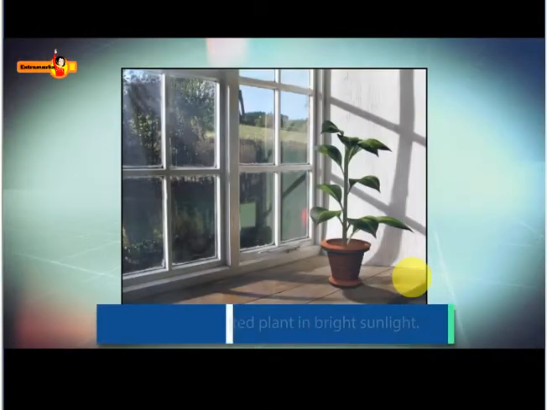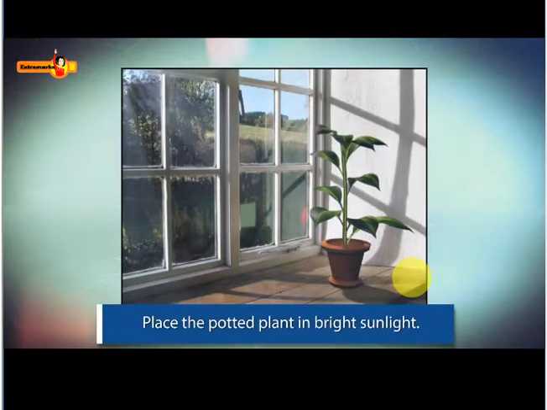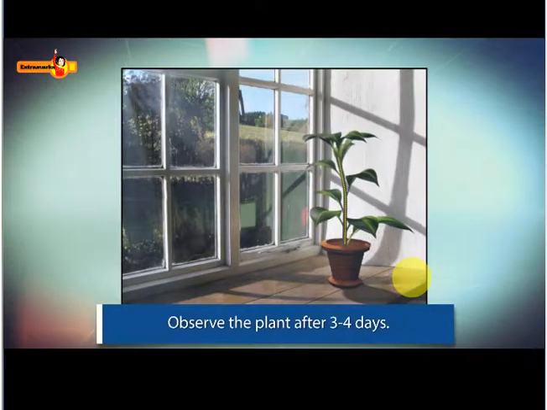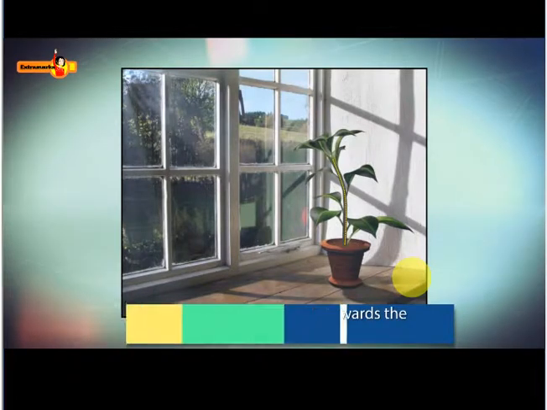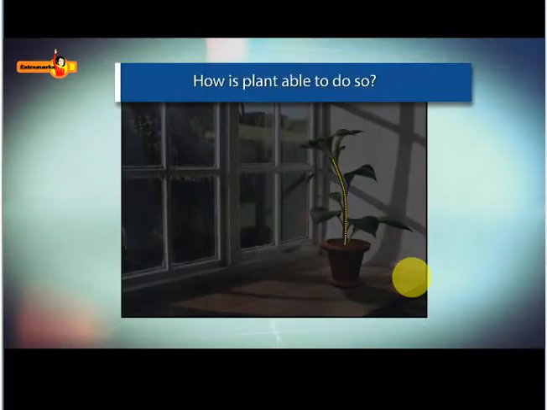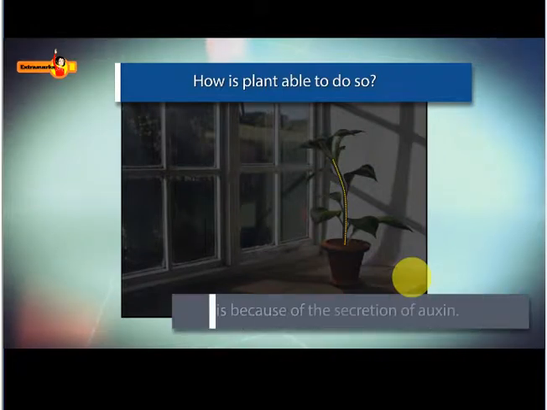Place a potted plant in bright sunlight. Now, observe the plant after 3 to 4 days. After 3 to 4 days, you will observe that the shoot bends towards the sunlight. Do you know how a plant is able to do so? It is because of the secretion of auxin hormone at the growing tips of roots and shoots.